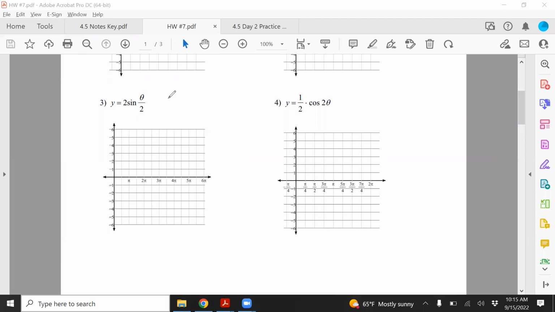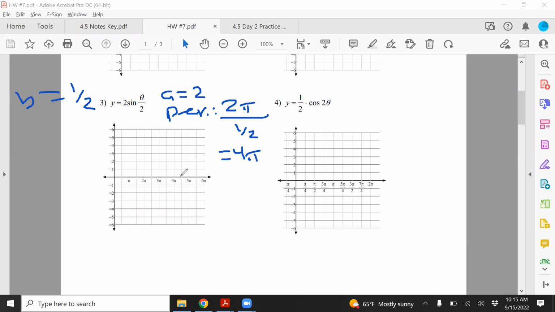Now, what's the amplitude here for number 3? 2. What's the period going to be for that one? What do you guys think? B is 1/2, by the way. If B is 1/2, what's my period going to be? Good, 4 pi. So that means that it's going to start here and end here. And sine starts at the origin.